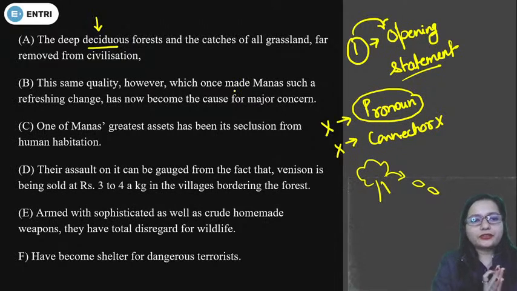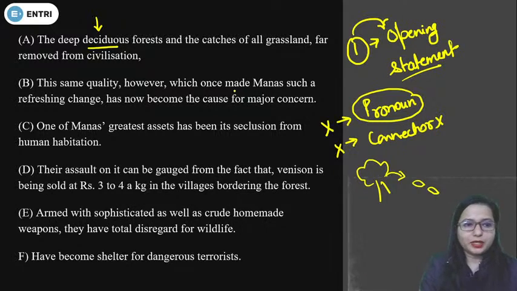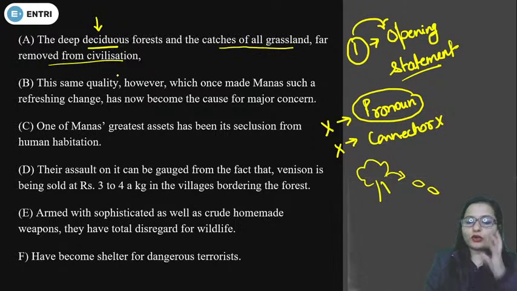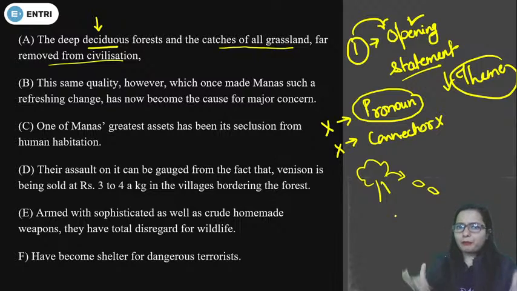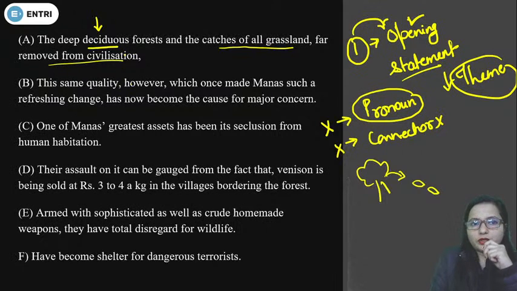Okay, now let's start reading these sentences with me. We have the deep deciduous forest and the patches of the tall grasslands far removed from civilization. What do you think? Can you use this statement at the first place? Because we need an opening statement which can give us some kind of theme to the passage. Okay, because these lines will make a passage and it will give us some kind of meaning. So the deep deciduous forest and the patches of tall grassland far removed from civilization, it doesn't make the first statement.